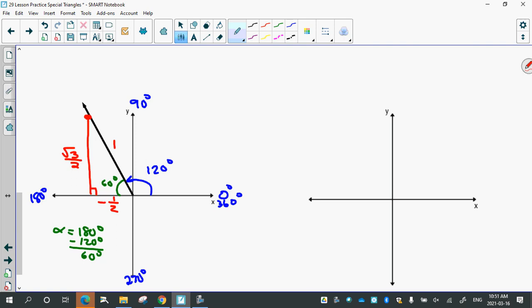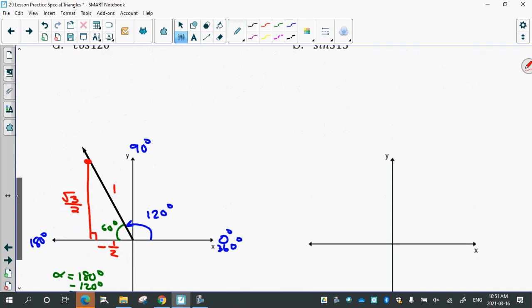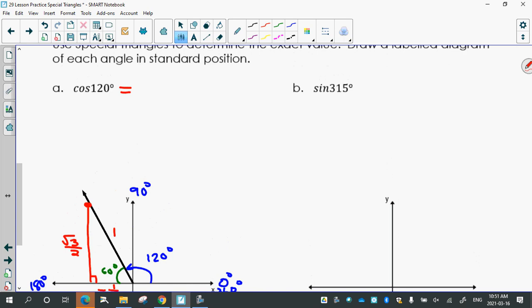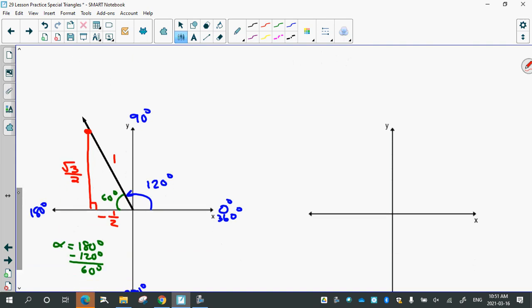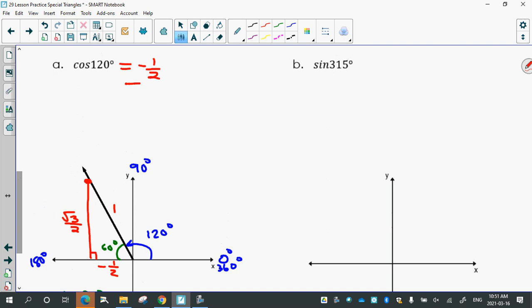Now you're going to go and answer the question, which is they want the cosine of 120 degrees. So the cosine of 120 degrees is the x value over the r value. Does everyone see that formula? Okay, so I'm looking on my special triangle. The x value is negative 1/2. The r value is 1. Negative 1/2 divided by 1 is negative 1/2. So the cosine of 120 degrees is negative 1/2. Test it out on your calculator and see if you get negative 0.5. Yeah? Okay.